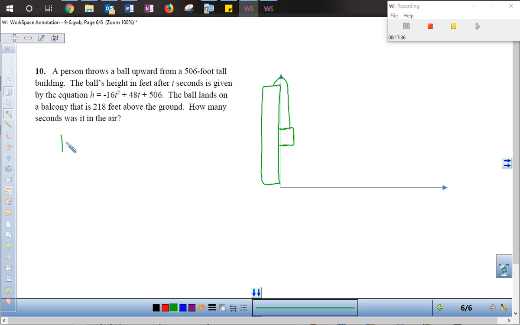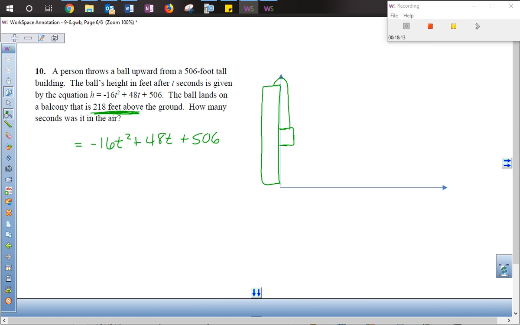Now, the equation they gave me is negative 16t squared plus 48t plus 506. So it looks like they've given me all the information I need, but we have to figure out what goes in here for the h. Now remember, the h represents its ending height, and this ball landed or ended on the balcony. Now it says the ball lands on a balcony that's 218 feet above the ground. So I need to say my ending height is 218, and that can go in here for h.